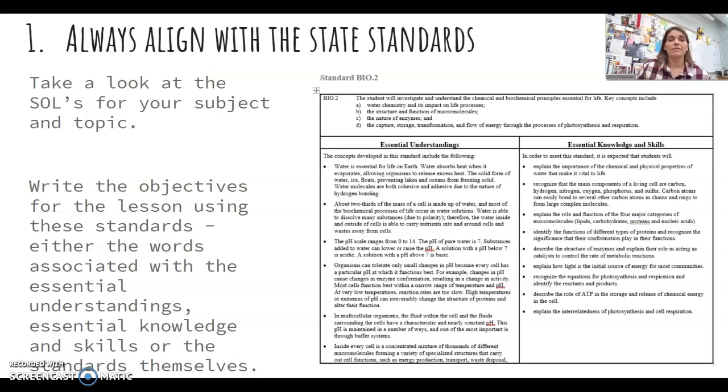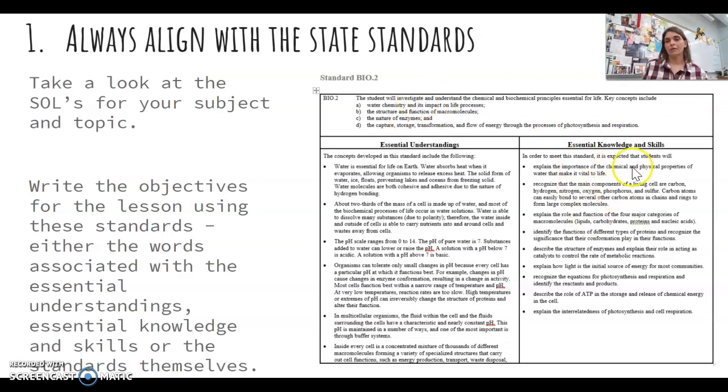The first step is to always align with your state standards. We've been working on this for the last couple of days, but I just want to remind you that your objectives are at the top and they're identified, if you were talking to your instructor, as you would say, in Bio 2C or in Bio 2A. And that would tell them a little bit about what you're going to cover in class that day.